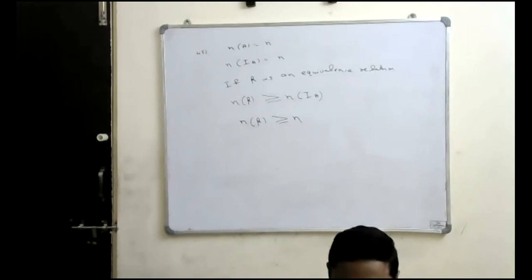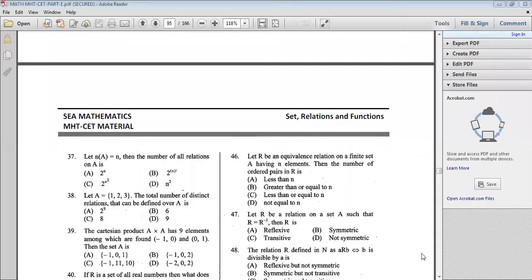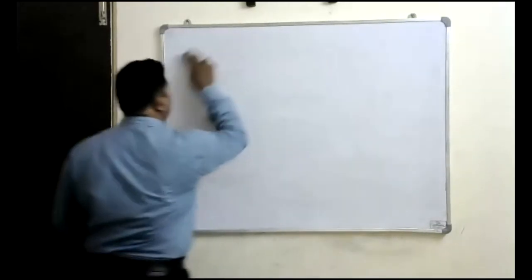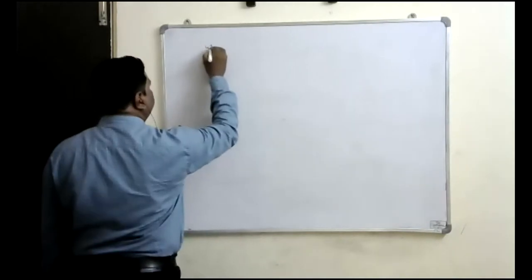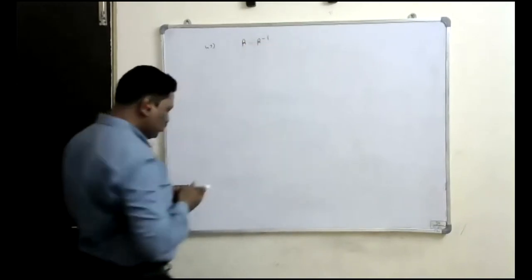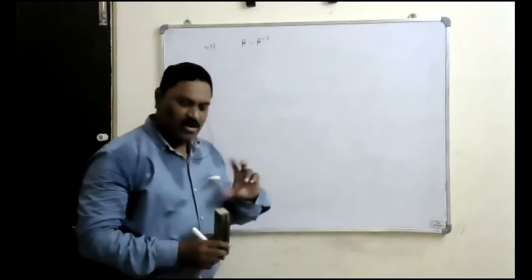Yes, sir. Let's look at the next problem. 47. Let R be a relation on a set A such that R is equal to R inverse. Then R is... Suppose it is a reflexive relation. Just look at this. R is equal to R inverse means the relation and its inverse relation are always equal.